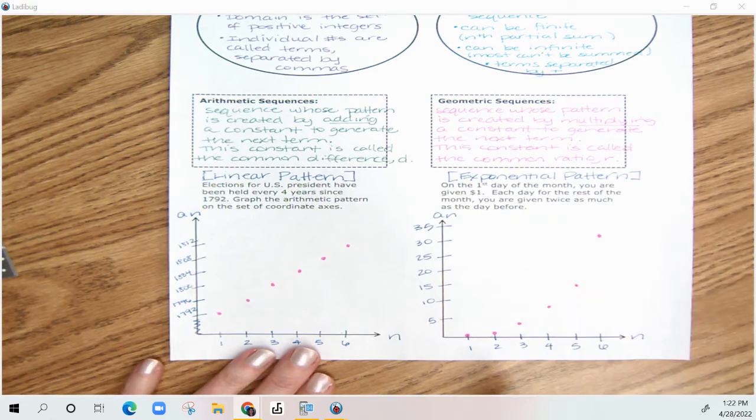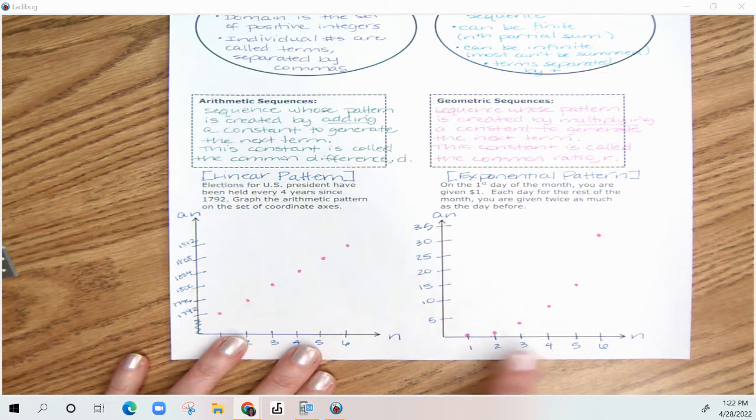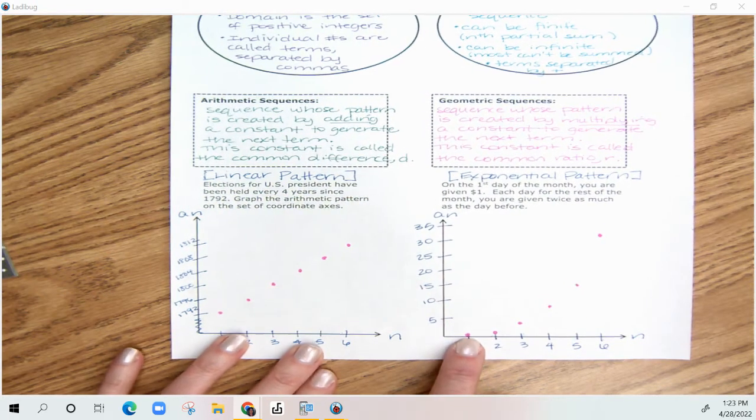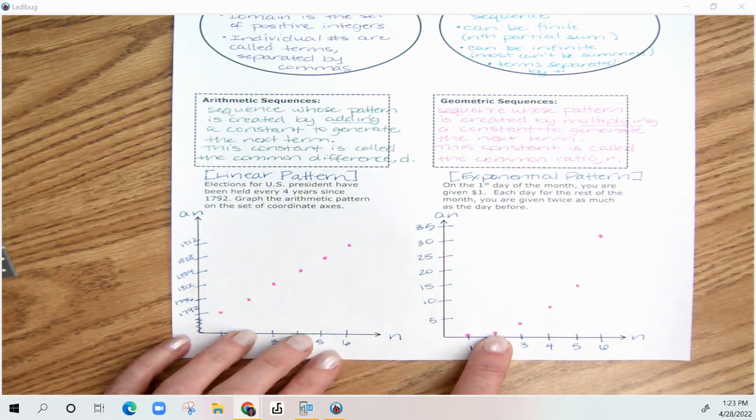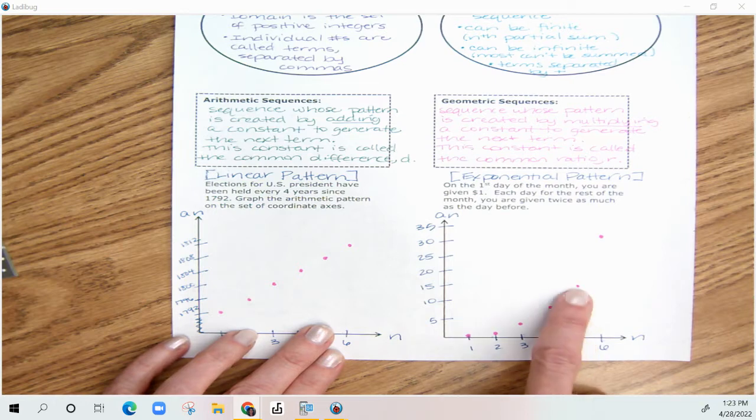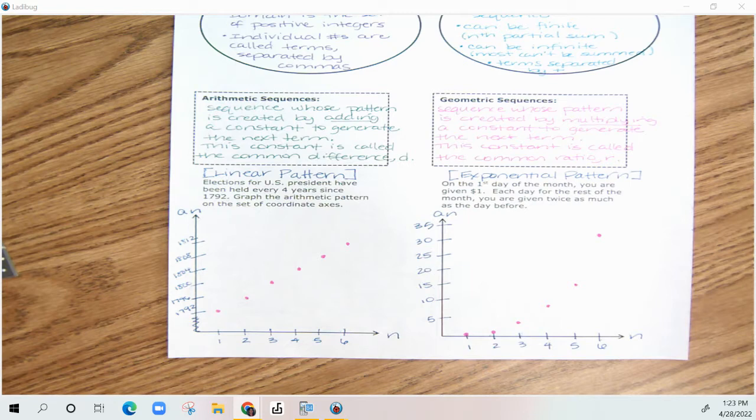So again, your x-axis is n. This would be the first day, second day, third day, fourth day. And then I just labeled by fives over here. On the first day, we're given $1. The second day, we're given twice as much, $2. The third day, we double that, and now it's $4. The fourth day is $8, fifth day $16, sixth day $32, and that pattern would continue. And you can see where that has an exponential look to it. All geometric sequences produce an exponential pattern. All arithmetic sequences produce a linear pattern.